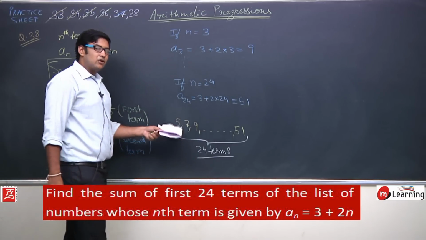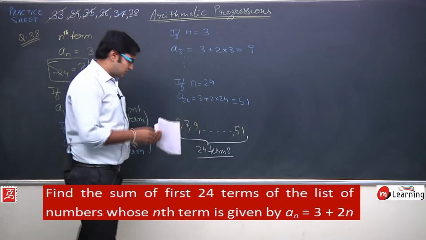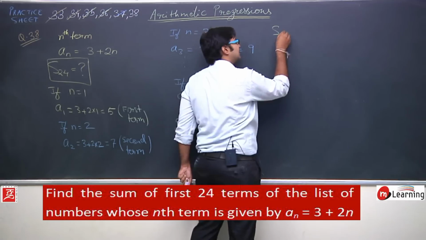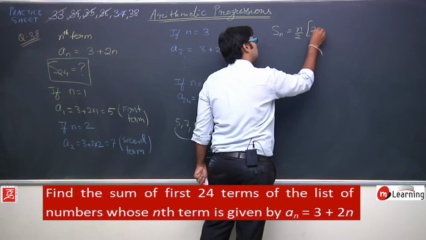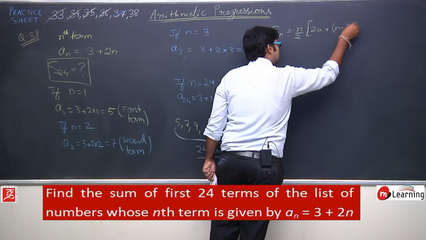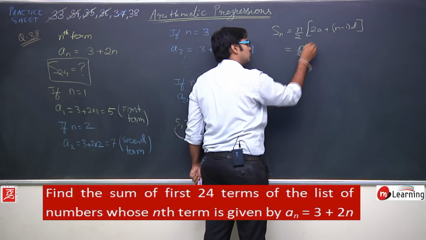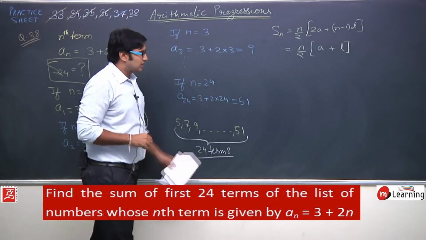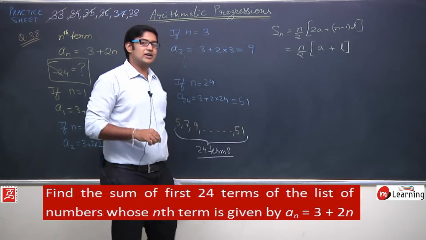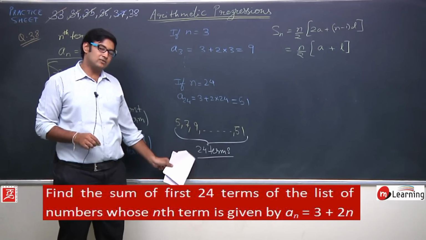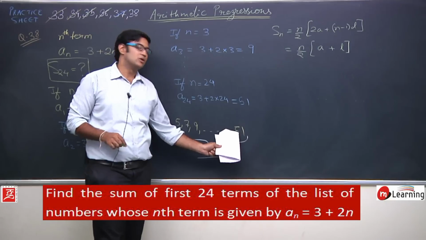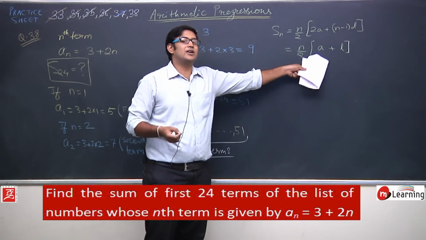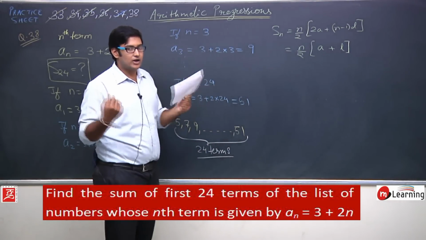Now I want to calculate the sum of these 24 terms. What is the formula for sum that we will use? Should I use Sn = n/2 [2a + (n - 1)d], or should I use n/2 (a + l)? I can use both, but what will be the convenient way? Here I know the number of terms, the first term, and the last term also. The last term is 51, that I know very well. So I should use this formula to avoid long calculations.